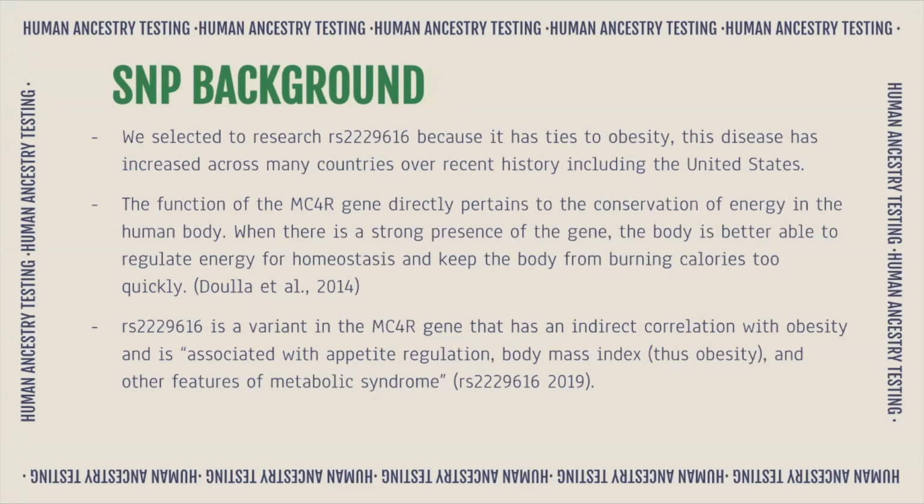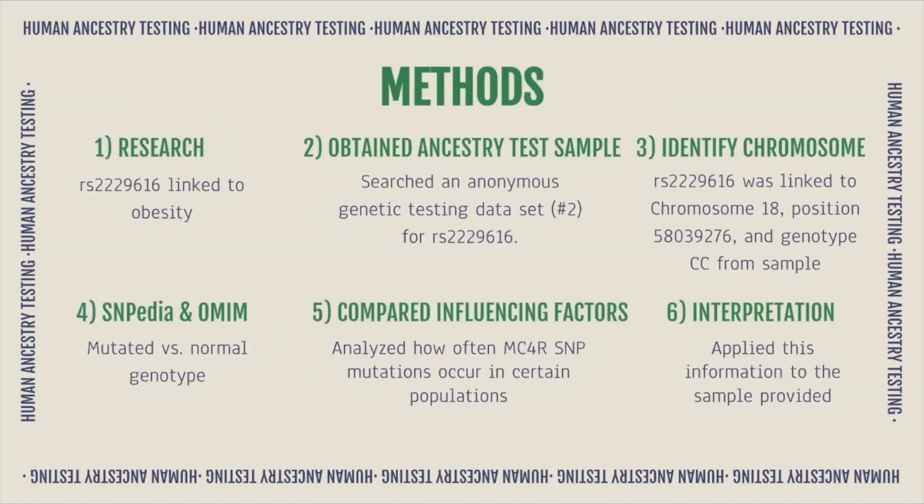Our SNP is a variant in the MC4R gene that has an indirect correlation with obesity and is associated with appetite regulation, BMI, and other features of the metabolic syndrome. Our methods. After selecting our SNP, we searched the two given datasets provided by Professor Condoyan and Dr. Ross to find the corresponding RS number.